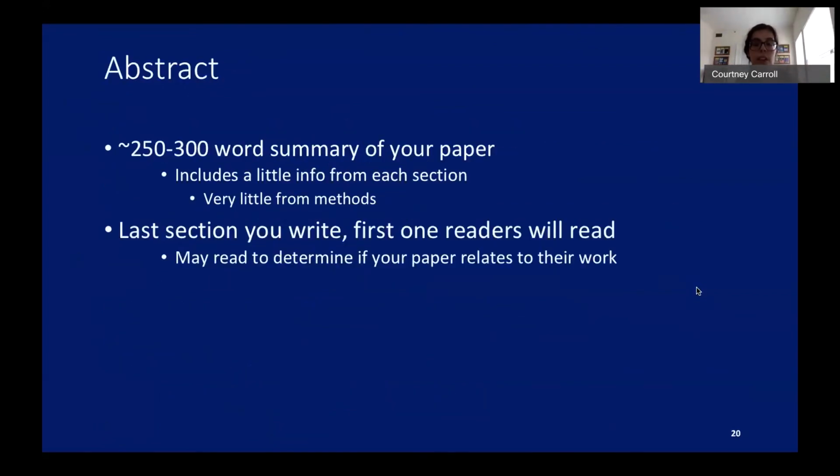Okay. Then you're going to write your abstract. This is a 250 to 300 word summary of your paper that includes just a little bit from each section. Very, very little from the method. So not specific details, just broad strokes for the method.